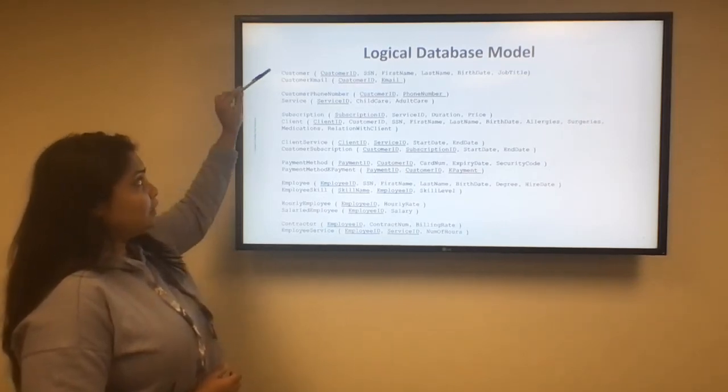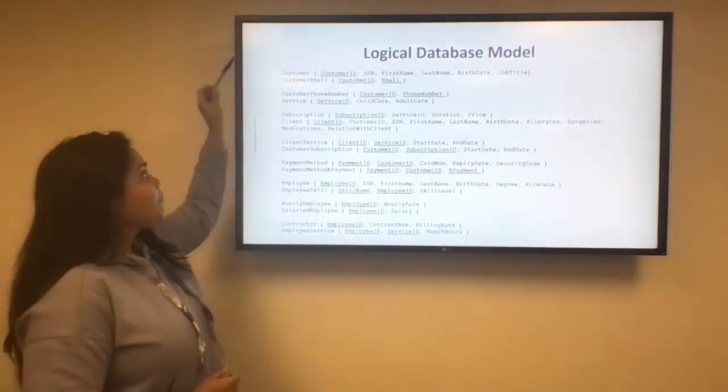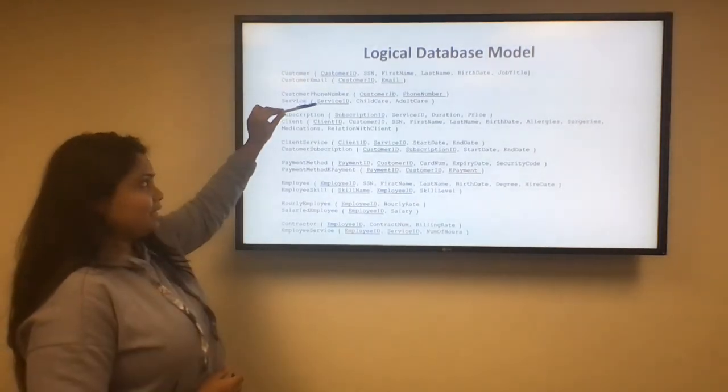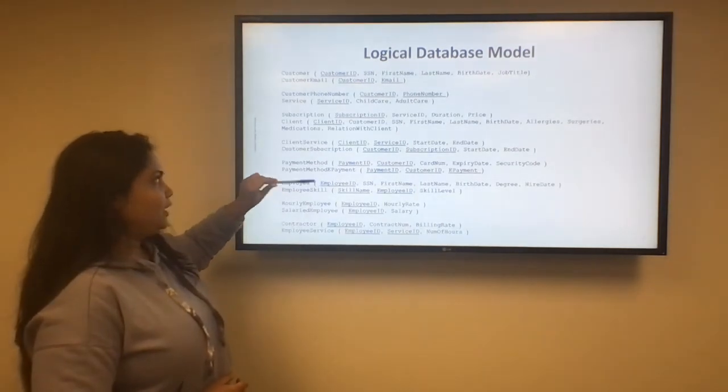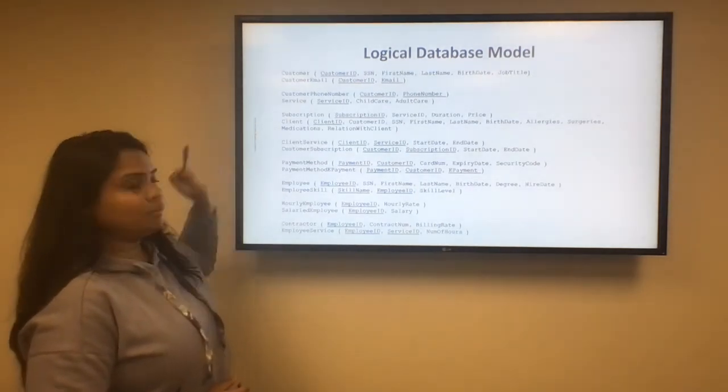For the customer table, customer ID acts as the primary key. For the service table, service ID acts as a primary key. And for the employee table, employee ID is the primary key. And for the service table, service ID is the primary key.